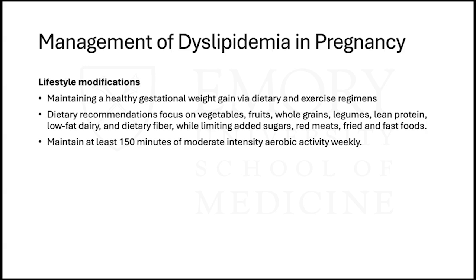And opposite of what people think about exercise in pregnancy, most women who are pregnant should also be recommended to maintain at least 150 minutes of moderate intensity aerobic activity weekly. And once they get later in the third trimester, where that gets a little bit difficult, walking and low intensity physical activity should still be encouraged.